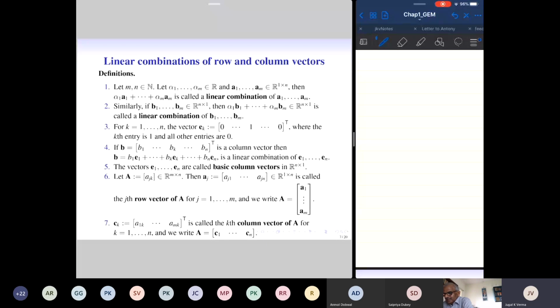Similarly, I can write the kth column vector as (a_1k, up to a_mk) transpose. So see how I'm writing the column vector as a transpose of a row vector. So this is the kth column vector of A, and if my matrix is m by n, there are n column vectors, and we can display the matrix in terms of column vectors: first column vector as C1, second column vector as C2, and nth column vector as Cn. So you will see later on that we can use both these notations to display a matrix either row-wise or column-wise.